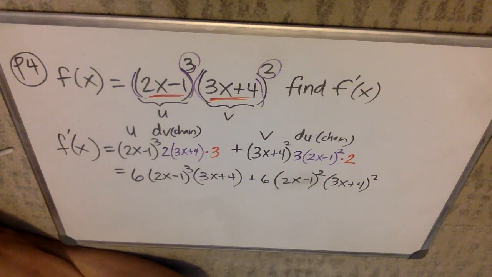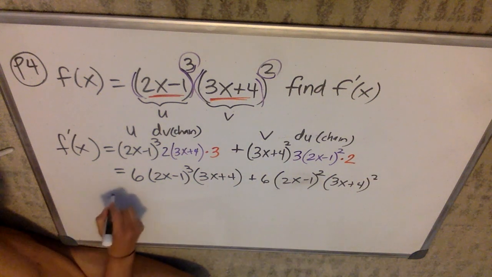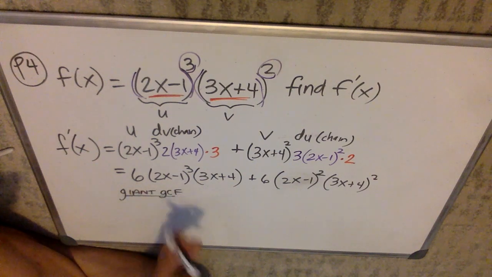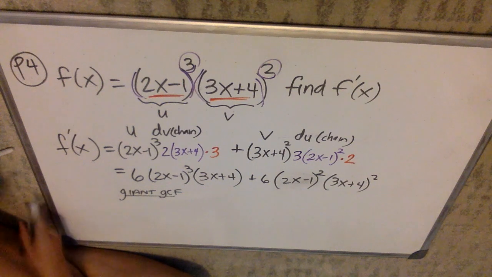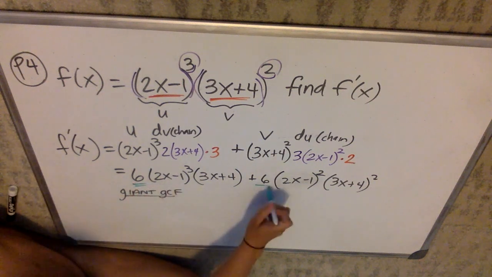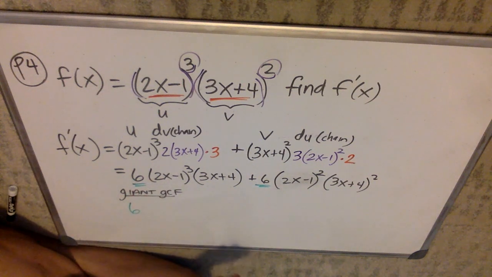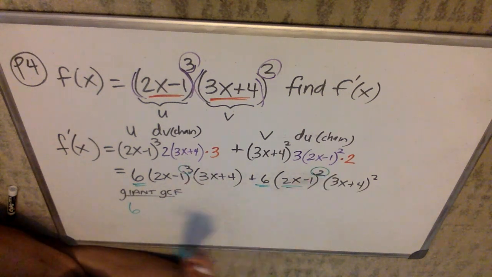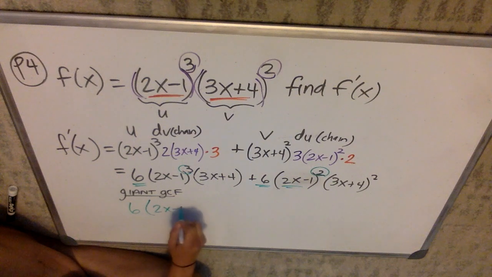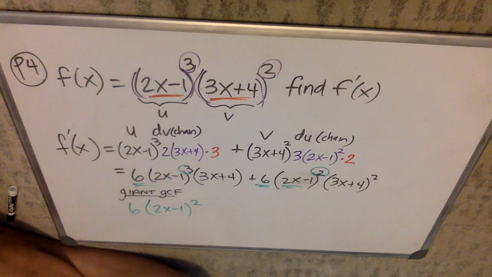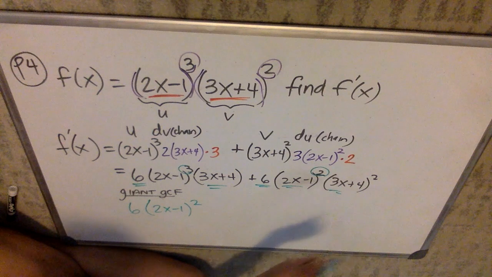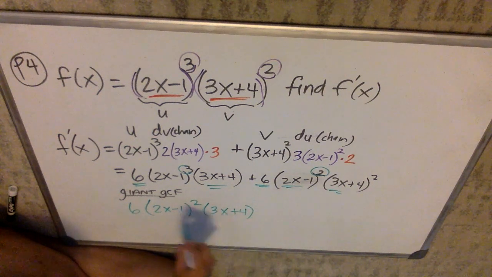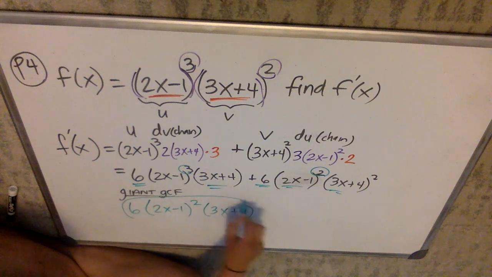Okay, so now I have a huge GCF. There is a giant GCF. That GCF includes a 6, because both of these have a coefficient of 6. It includes 2 of these, because this one has 3 and this one has 2, so I can pull 2 of them out. And it includes 1 of the 3x plus 4s, because the largest number both of them have is 1. This whole thing is a giant GCF.